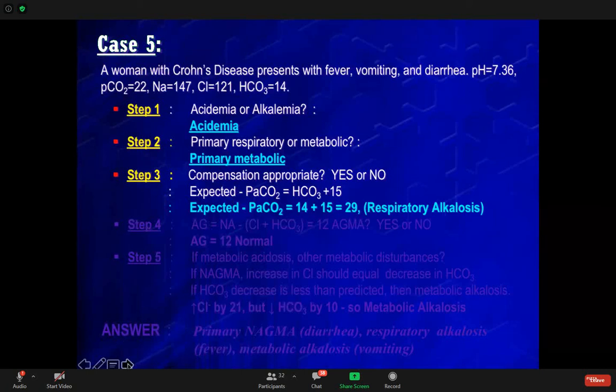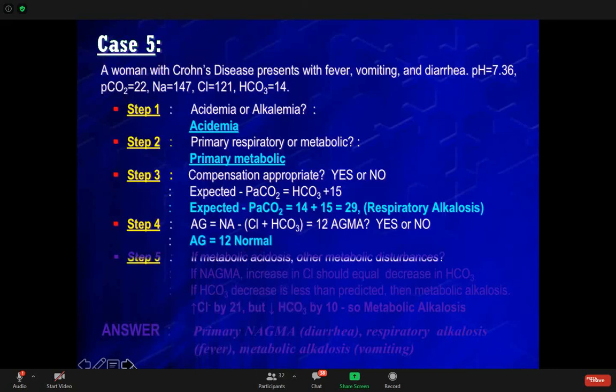So step 4 is you want to calculate your anion gap. Your anion gap should be your sodium minus the sum of your chloride plus your bicarb, which is equal to 12. So my anion gap is normal. So this patient has non-anion gap metabolic disorder.